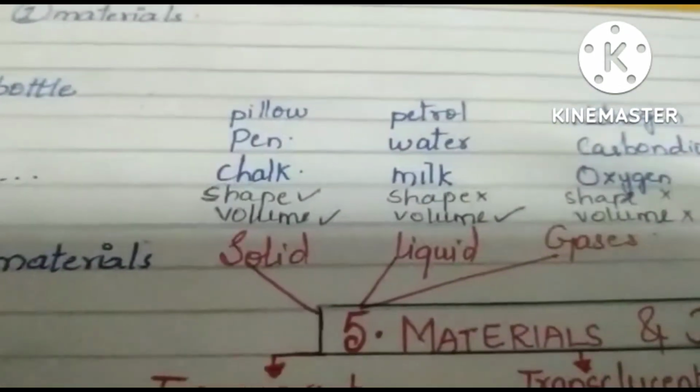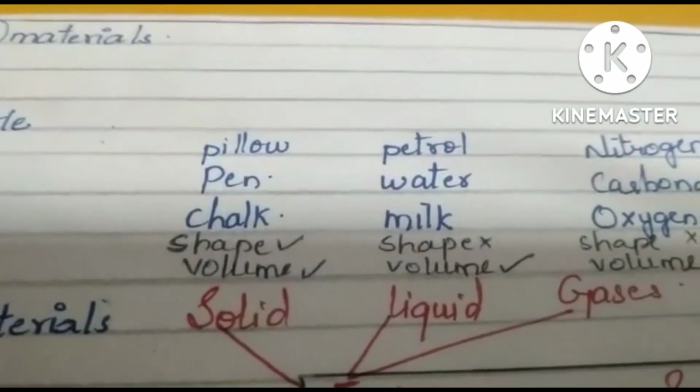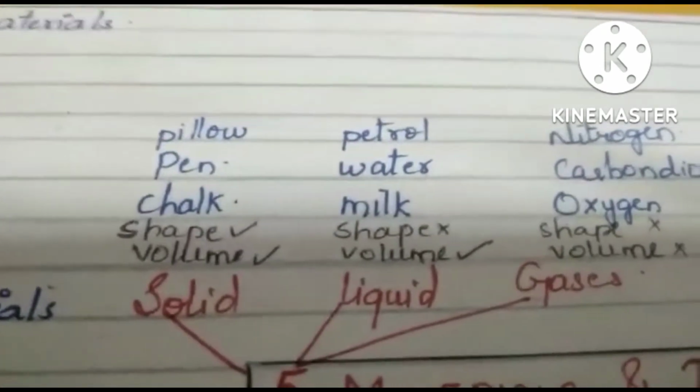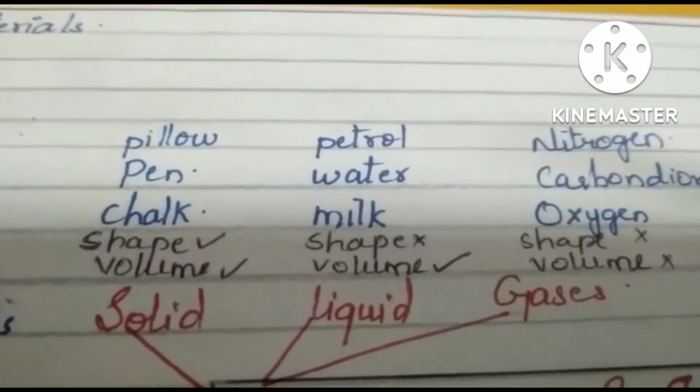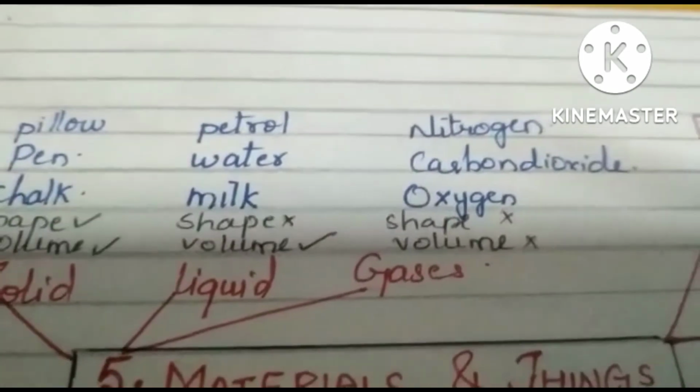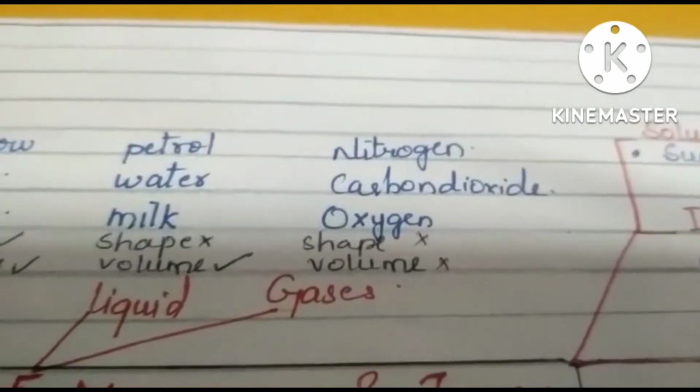Of course everyone knows examples of solids, like chalk, pen, pillow, whatever you can take. And liquids: milk, petrol, water. And for the gases, oxygen, carbon dioxide, nitrogen are there, right?